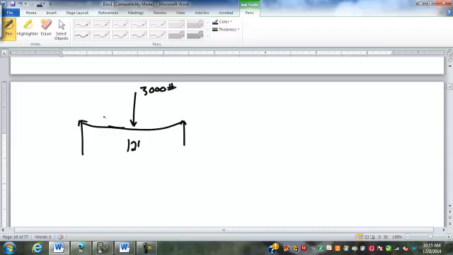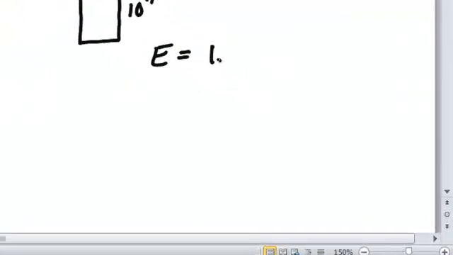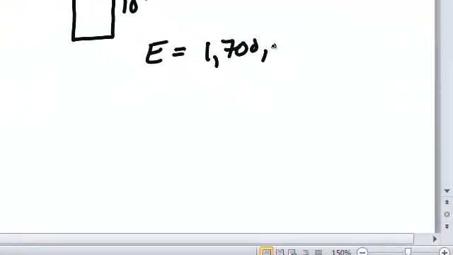What we could do is figure out the radius. If we knew the shape of the beam, we could figure out the radius of curvature. So let's just do this. Let's say that this beam is a 4-inch by 10-inch wood beam. Our elastic modulus, wood's typically like 1.7 to 1.9, so we'll use 1,700,000 for our elastic modulus, and that's all we should need for now.